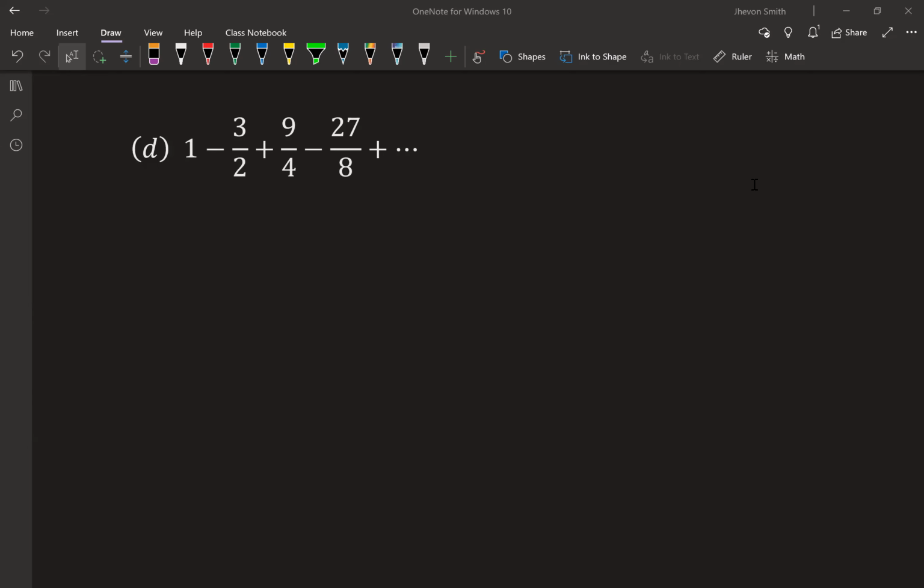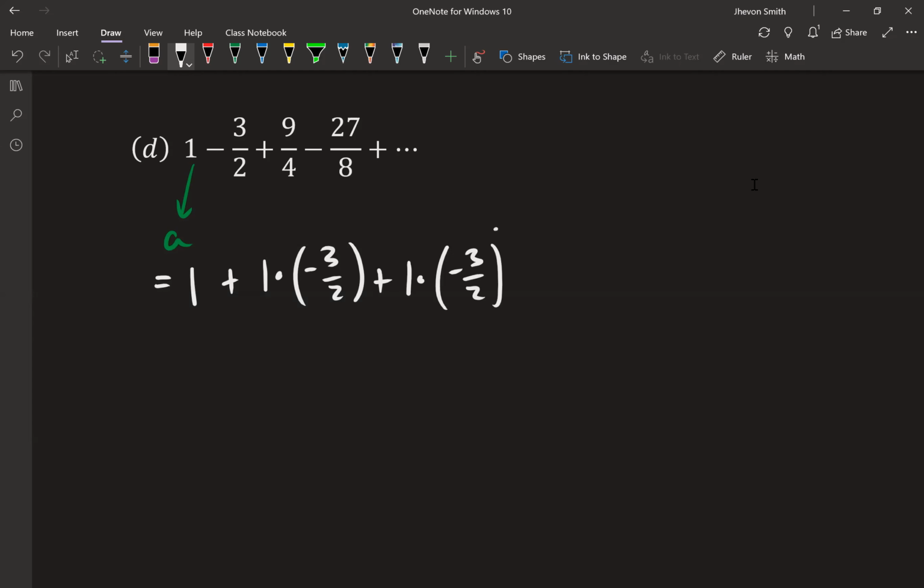So A is easy when it's written out like this because it is the first term. So that's your A right away. Now you have to figure out what it is being multiplied by. So that's your 1. Then it's plus 1 times minus 3 over 2. Plus, then you have a 1 times minus 3 over 2 squared. Plus, you have a 1 times minus 3 over 2 cubed. That's what you actually have.